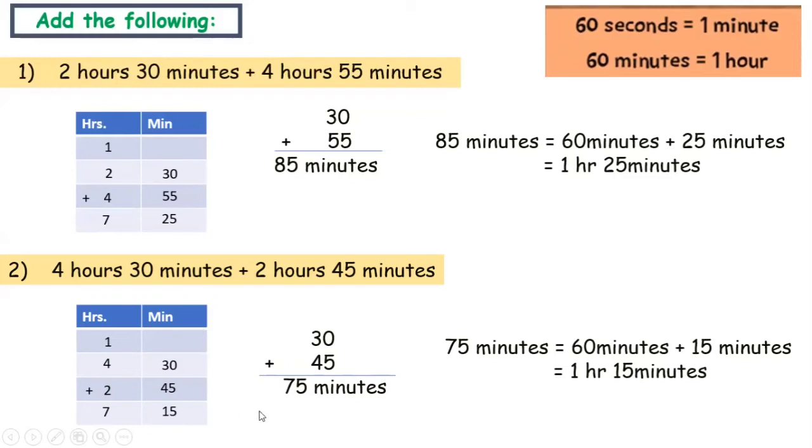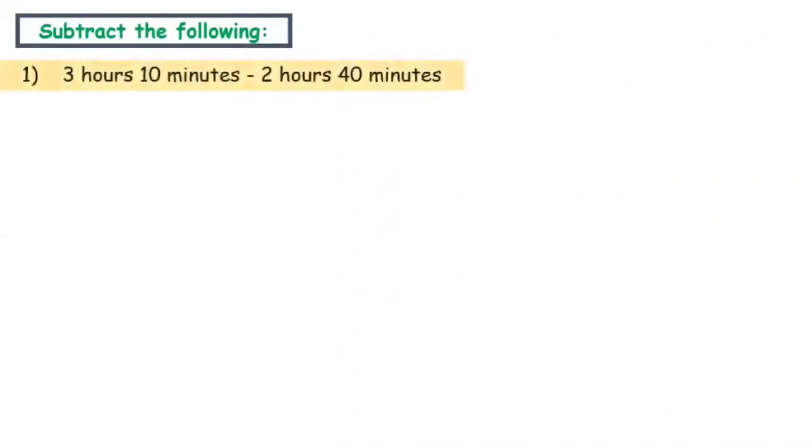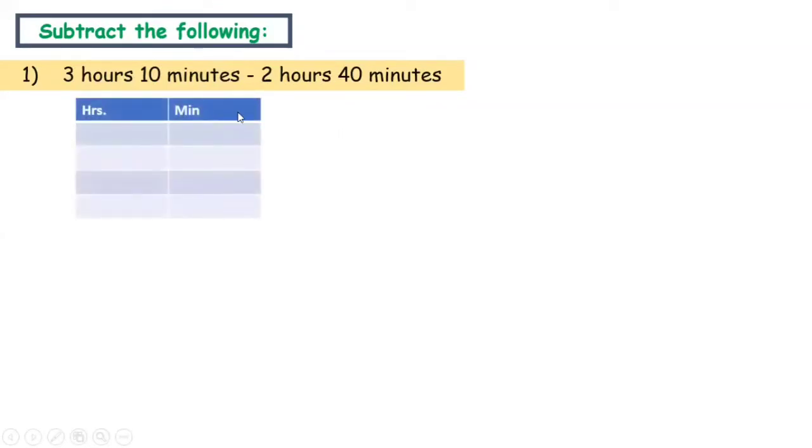Okay. Now we'll see how to subtract the time. So we have the first example, 3 hours 10 minutes minus 2 hours 40 minutes. Now what is the first thing that we do? We draw the table with hours and minutes. Now they have given us 3 hours, so we write 3 in the hours column. 10 minutes, so we write 10 in the minutes column. Minus 2 hours, so minus 2 in the hours column. And 40 minutes, 40 in the minutes column.